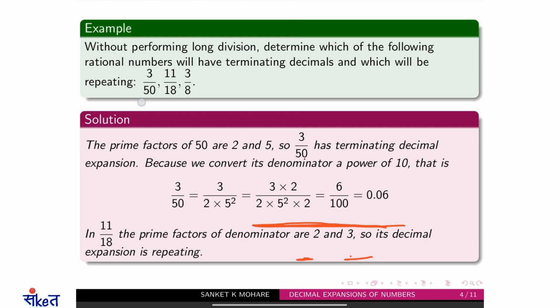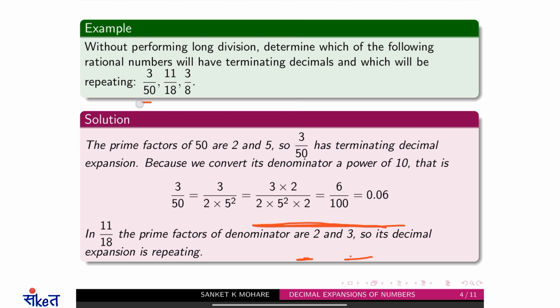Without performing long division, determine which of the following rational numbers will have terminating decimals and which will be repeating. Whenever such questions are there, we have to focus on the factors of the denominator. If the factors of the denominator are 2 or 5 or both together, then it is terminating. Otherwise, non-terminating, meaning repeating. So we have these three rational numbers: 3 by 50, 11 by 18, 3 by 8.